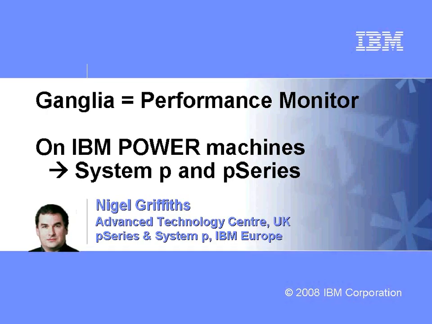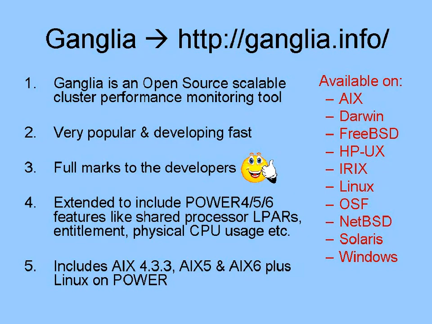This movie is about Ganglia, a performance tool that I've been using for a couple of years now, and I particularly like it because it's supported on the IBM Power-based machines, that System P, P series, and there's also the Power-based blades. Now, Ganglia is an open source project, and you can see the website at the top, so you can go and have a look at all the information and download the source code.